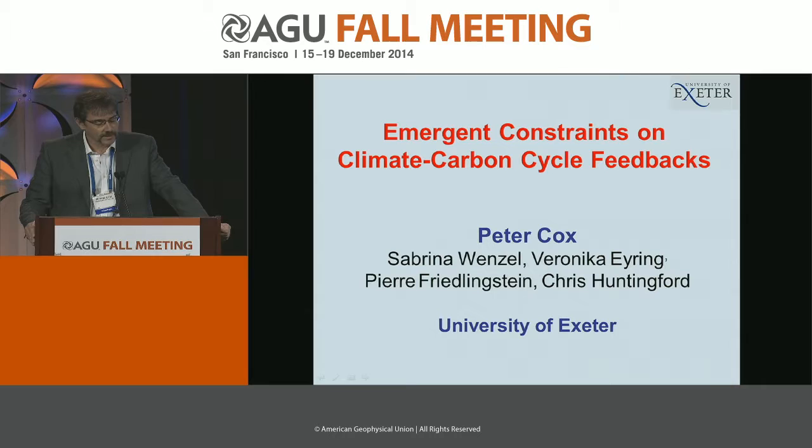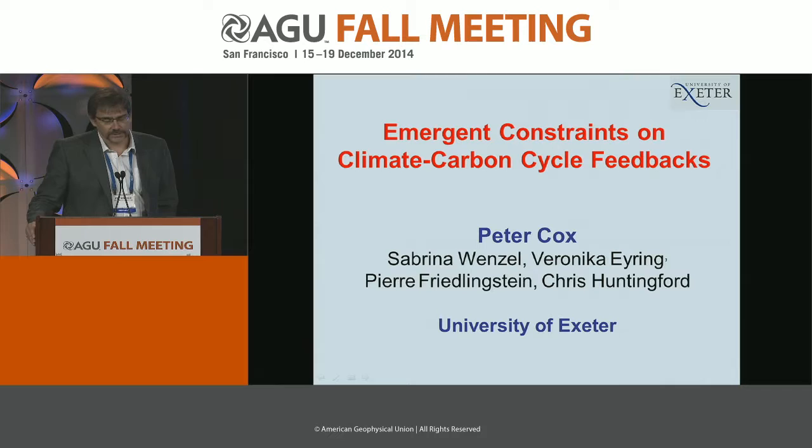The previous speaker led nicely into this. I was going to talk a bit about this correlation he showed that we found and why I think it's important beyond telling us about the variability in the system. This session's about annual to millennial scale carbon cycle, and my argument will be that the short-term constraints give us information on the long-term sensitivity, and that's what I mean by an emergent constraint.